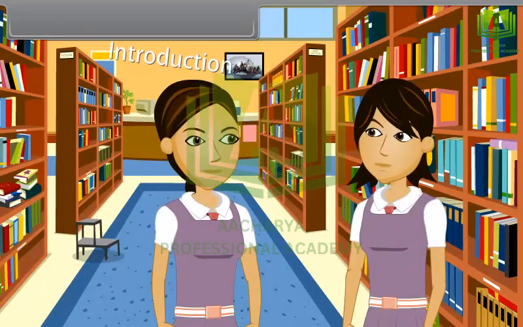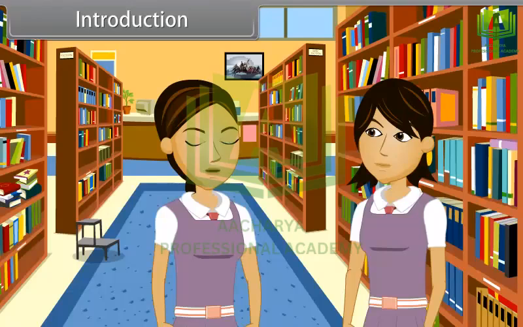Introduction. My grandfather's health is not good these days. Is he having some serious problem? Yes. Don't you remember that day teacher told us in class that health is a state of being well enough to function well physically, mentally and socially. My grandfather is getting old and so he is becoming weak physically.